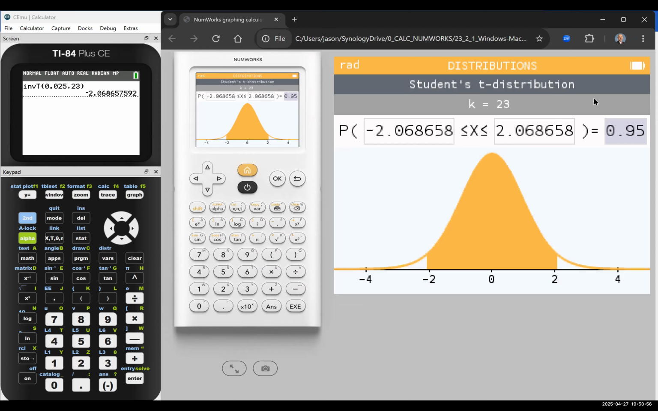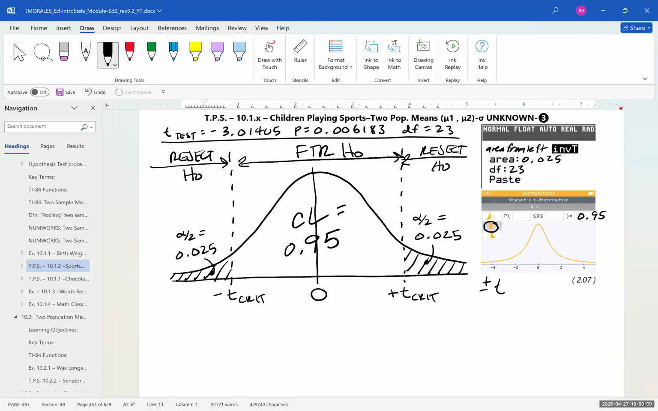Okay. So we're going to get a positive and negative t critical value of 2.069. Okay, so positive 2.069. All right, so now this leaves us room to put in our test statistic. So our test statistic is negative 3.01, roughly. So I noticed I just wrote down positive. That should be a negative.